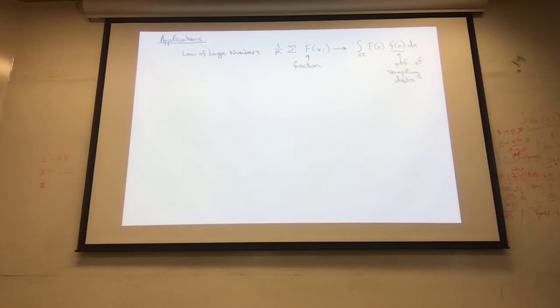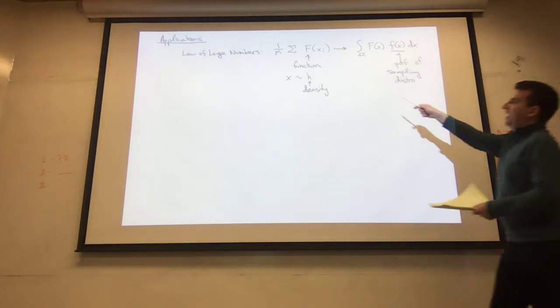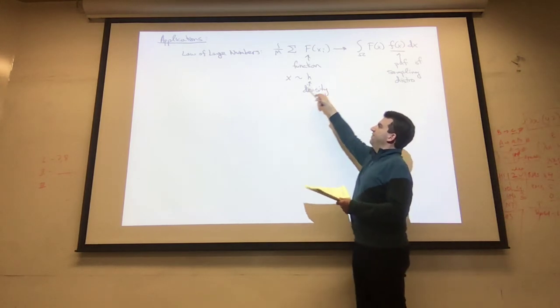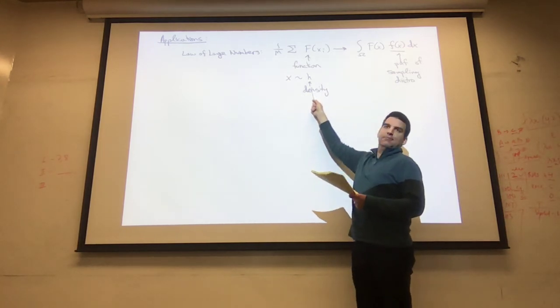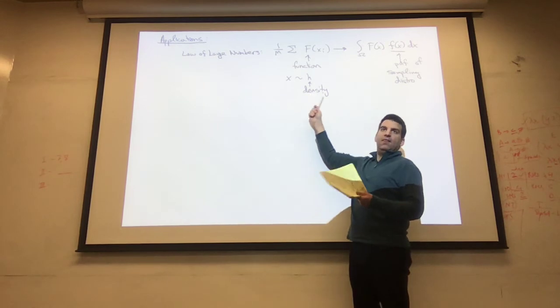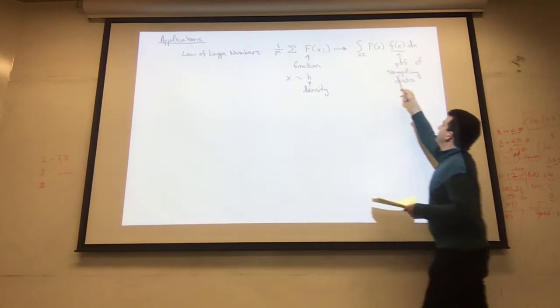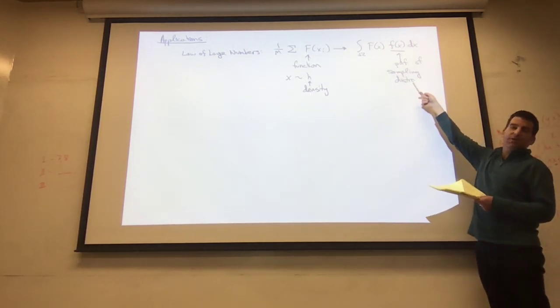And I know that my x values are distributed according to some density function. So maybe I'll just use g, or maybe h in here, and this is just some density. So I would like to know what is the average value of my function given that my x values come from some distribution here. Now, one thing that I can do is use a sampling distribution which is uniform.